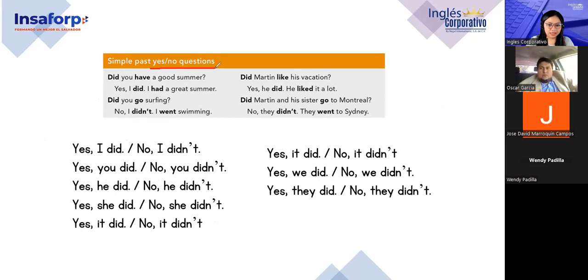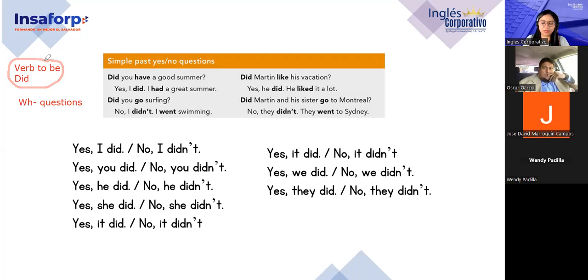Todas las que inician con el did son yes, no questions. ¿Qué otras son yes, no questions? Todas las que van con el verbo to be, y en las que ocupo el auxiliary did, estos dos grupos se les llama yes, no questions. Todas aquellas que llevan una WH word, o que le llamamos WH questions, estas se responden con información, information questions. ¿Okay? Para que recuerden el uso de did y el uso del verbo to be en pasado.